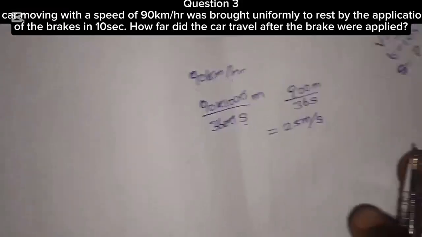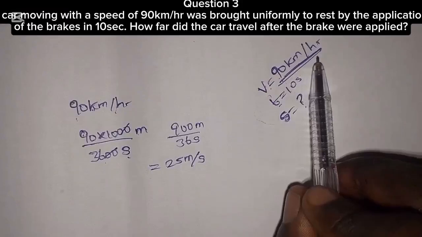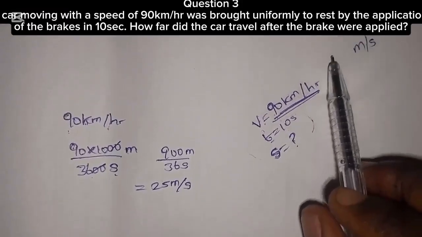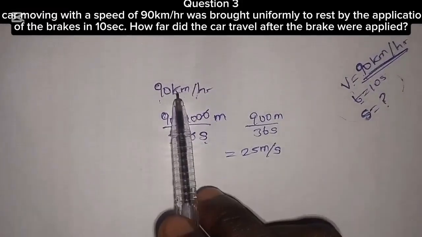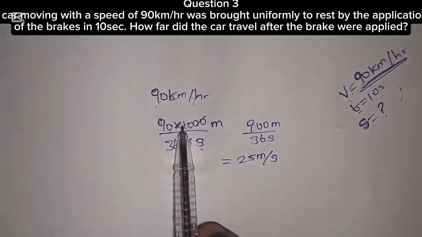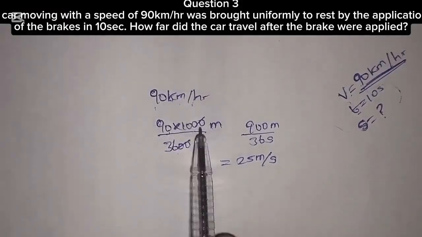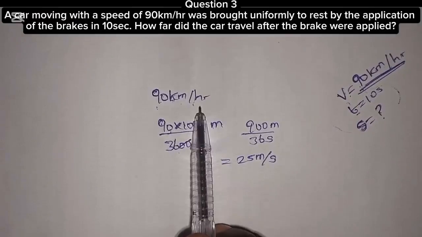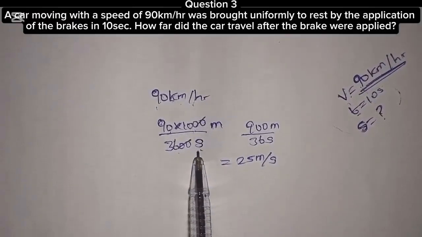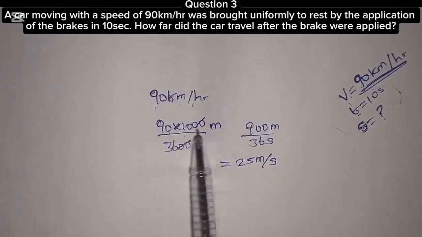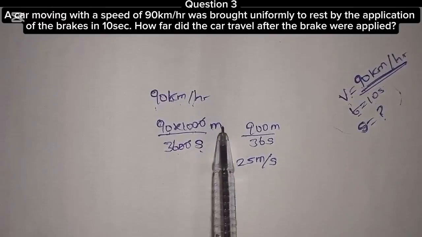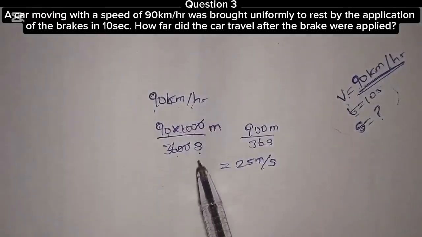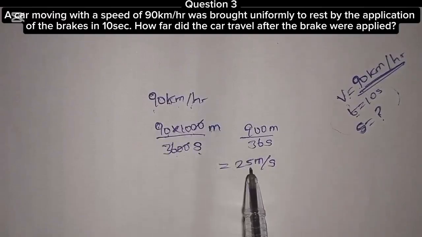So it's very easy to convert 90 kilometers per hour to meters per second. At first, kilo is 1000, so multiply 90 by 1000, and we will be left with meters. Then an hour is the same thing as 3600 seconds. So when we multiply everything and divide everything, we'll be left with meters divided by seconds. If we do everything, we'll get 25 meters per second.